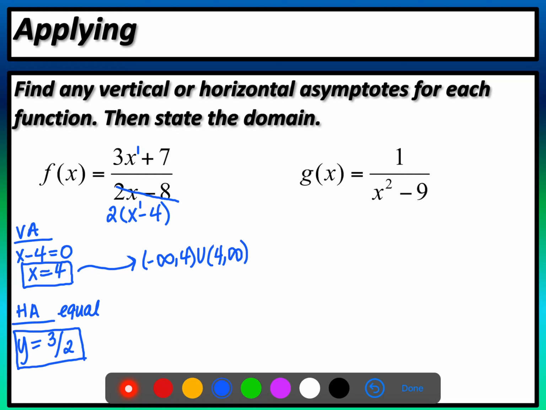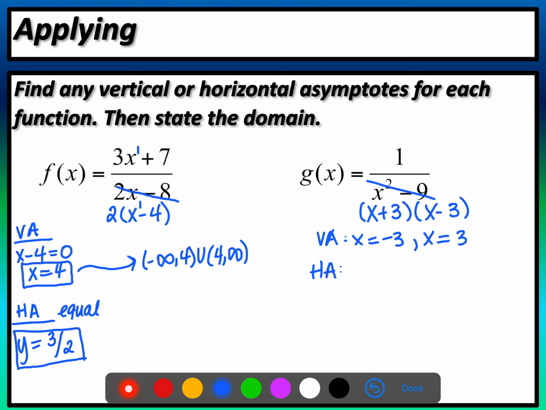Okay, so my domain would be negative infinity to 4, union with 4 to infinity. Okay, this second one, we just saw this example. We know this is x plus 3 and x minus 3. We'd already done our vertical asymptotes. We know that they are negative 3 and positive 3.